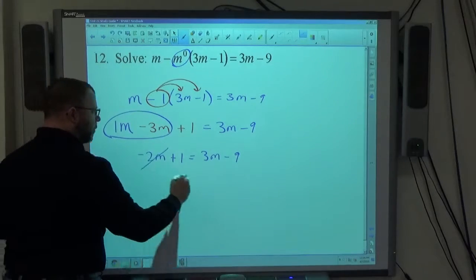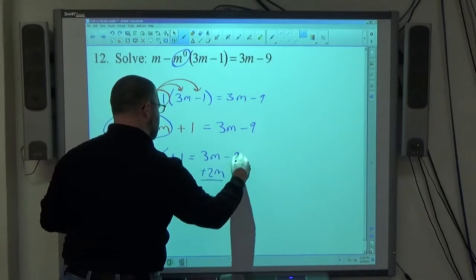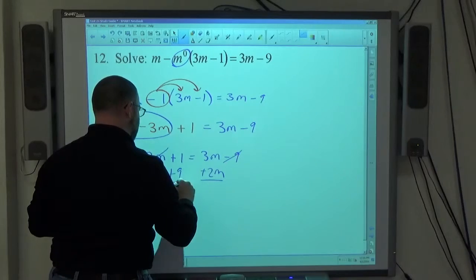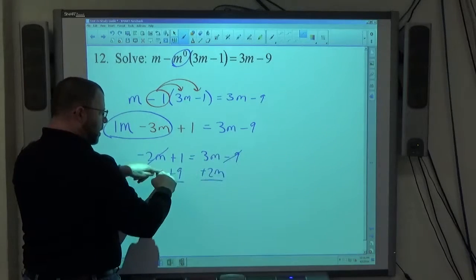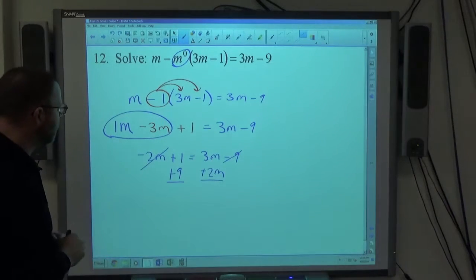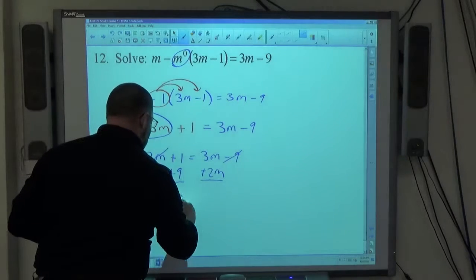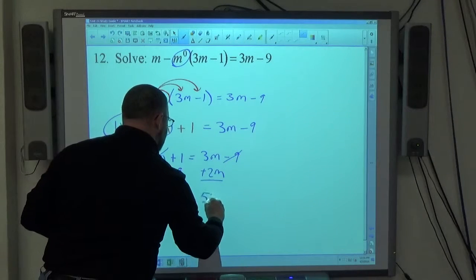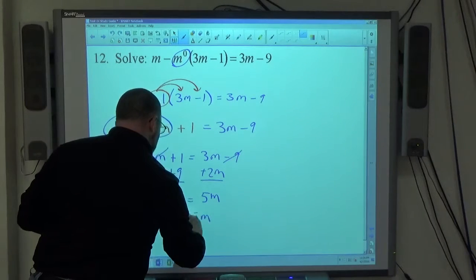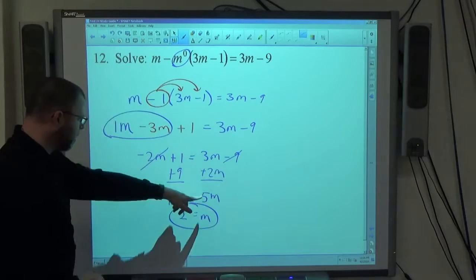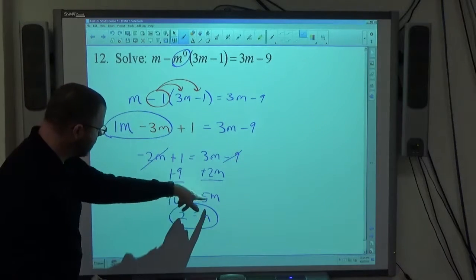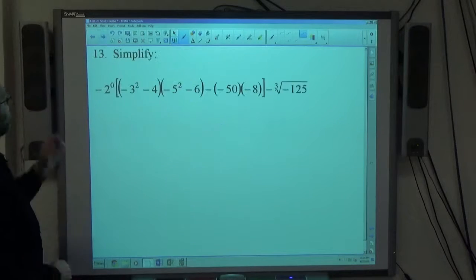I'm going to move the 2m over to the right. I'll move the minus 9 over to the left. 2m becomes positive, 9 becomes positive. Both signs changing as you move them. 1 plus 9 equals 10. 3m plus 2m is 5m. We divide, we get m equals 2. Always divide by the number in front of the letter. 10 divided by 5 equals 2.